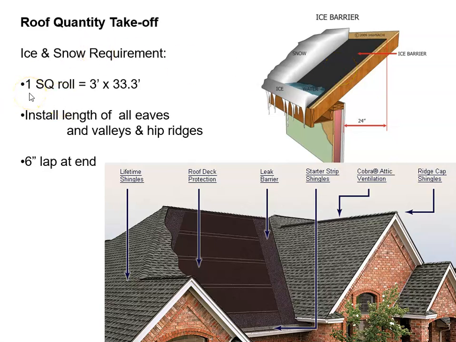So one roll is 3 feet tall by 33.3 feet long. So that handles 100 square feet. 3 times 33 is 100 square feet. So that's 1 square. Install lengths of the eaves and the valleys and the hips.